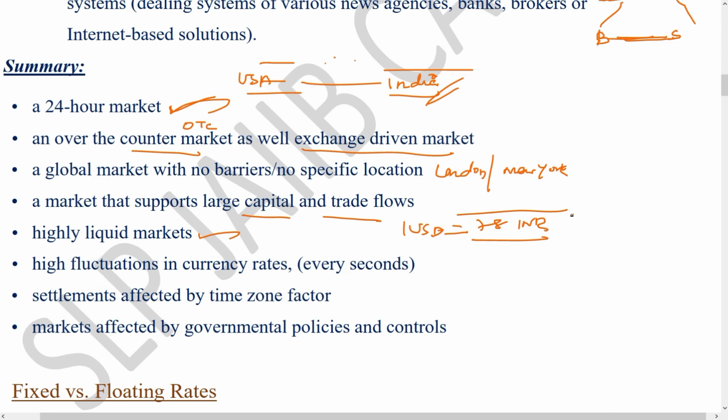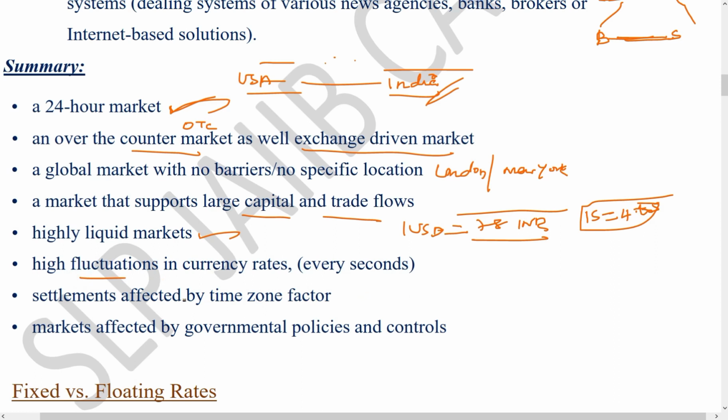It means that every 1 second it will change at least 4 to 5 times. Okay, 4 to 5 values will come, 78.10, 11, 12, 13, like the share market. It is also continuously changing, hence this is also a very liquid market. It has high fluctuations. Settlements are affected by the time zone factor.